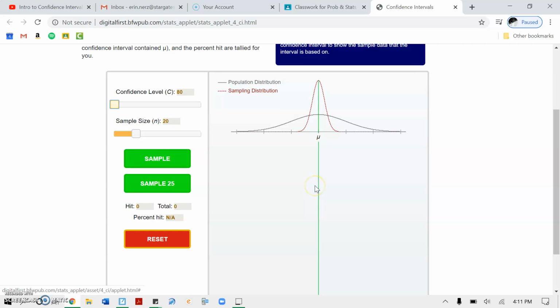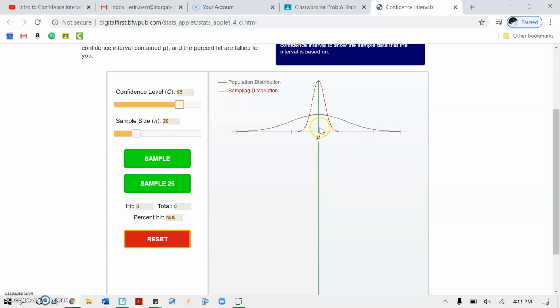So what this applet does, I really like this link. If you want to go to this URL, you can see it typed up right here. It does a really good job kind of visually explaining what a confidence level is. So here's what I'm going to do. I'm going to start with 95% because like I told you guys, that's the most common. And we're going to go with a sample size of 20. So here's what I mean by that.